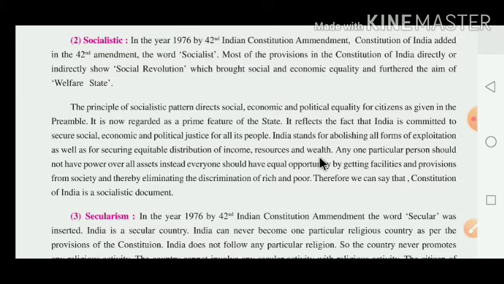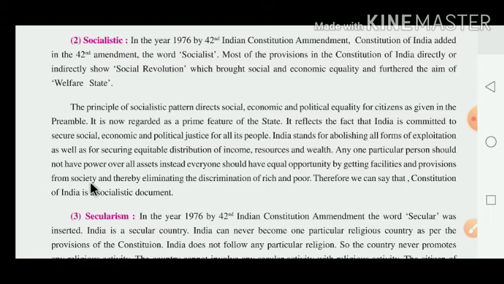Dear children, abolish means khatma kar dena. Exploitation means shoshan karna. In the same way, all kinds of laws of exploitation are to be abolished. That is why there is equal distribution of income, resources and wealth. Any one particular person should not have power over all the assets. Instead, everyone should have equal opportunity by getting facilities and provisions from society.